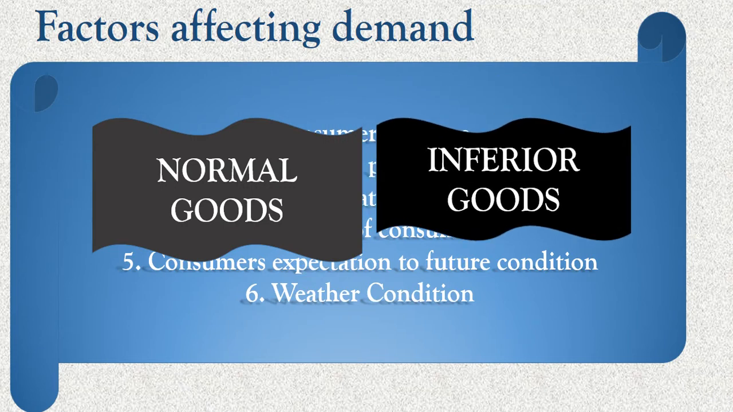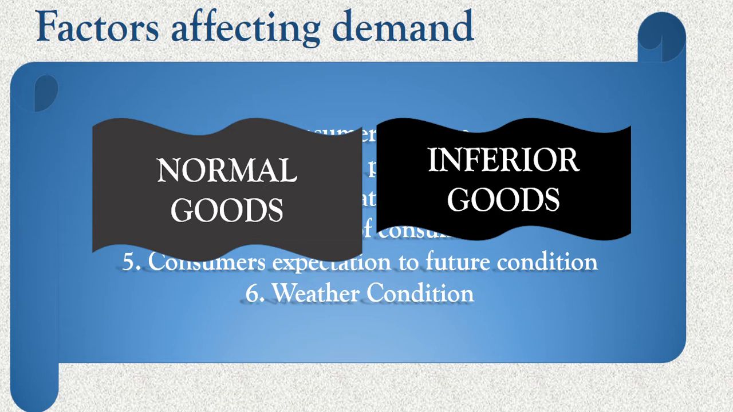Of course, as income increases, the purchasing power of a person will also increase. And this is the total explanation why we need to discuss the normal goods and inferior goods, because as income increases, the demand for normal goods will increase as well, while the demand for inferior goods will decrease. But when the income decreases, the demand for inferior goods will increase and the demand for normal goods will decrease.